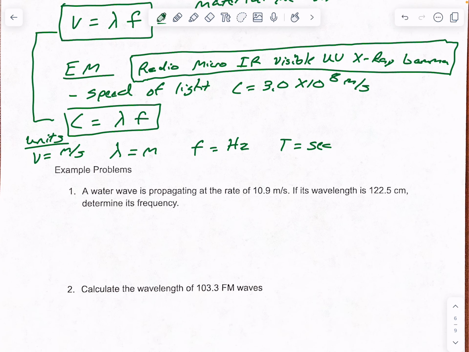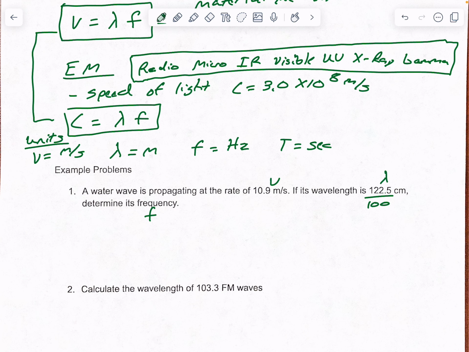So number one, a water wave is propagating at the rate of 10 meters per second. Remember, propagating just means a movement of a wave through a medium, so it's just a fancy word for that. I did give you velocity right here. Now its wavelength is 122.5 centimeters, but I can't have centimeters, so all you gotta do is divide that by 100, and that'll put it in meters, and you're looking for frequency.